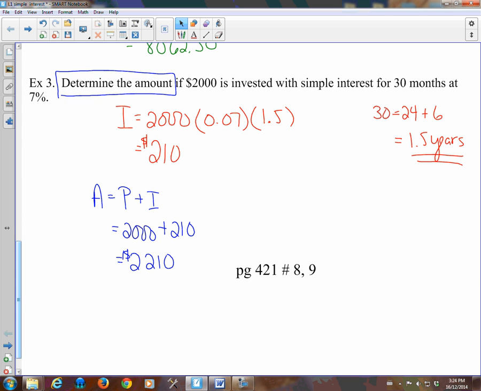All right, your job is to try a few simple interest questions. Pay attention to whether you're calculating just the interest or the amount, which is the principal plus the interest.